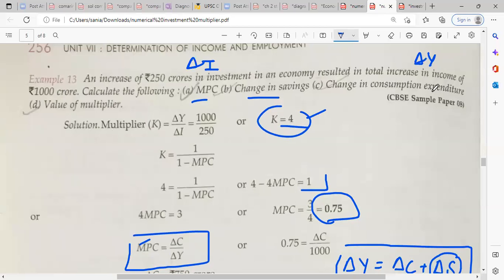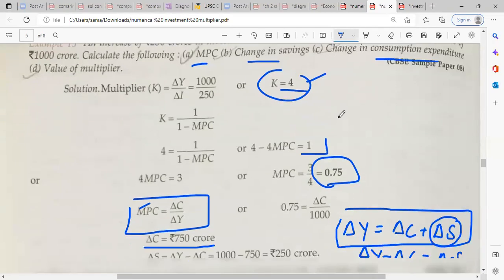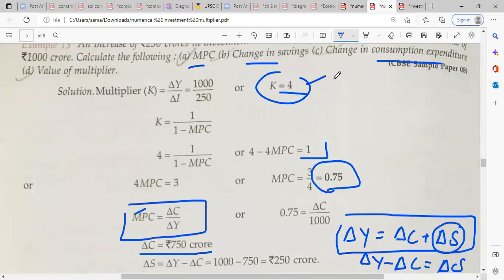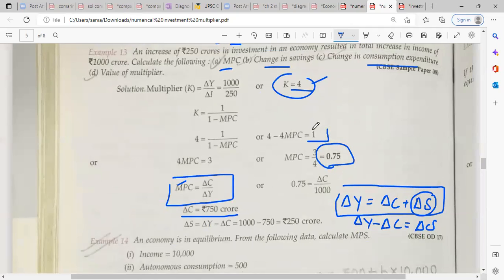It's consumption expenditure, right? Yes. So you can just write it down, like you can solve it. See, MPC, you got it. Your MPC is 0.75. Value of multiplier is 4. Change in savings is delta S, right? And then you have to find change in consumption expenditure. So with the help of this formula, you got to know this.